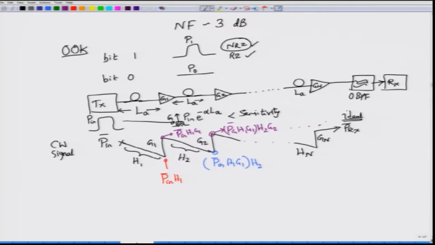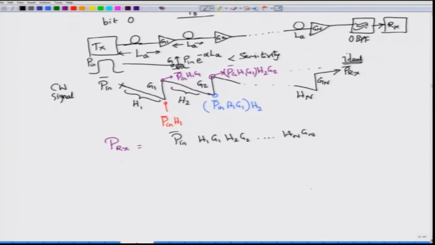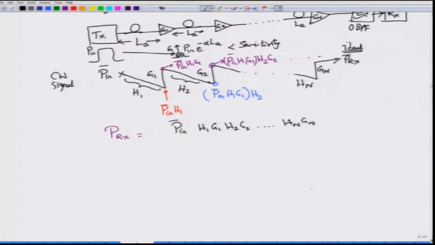And therefore if you come all the way up to the receiver side, you see that the power at the receiver should then be given by the product of all this. So you actually have P in bar, which is the input power, times H1 G1 H2 G2 and so on all the way up to Hn Gn. So the loss factor and the gain factor are both getting multiplied with each other, okay.